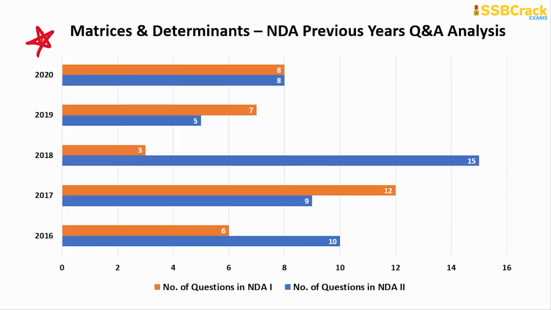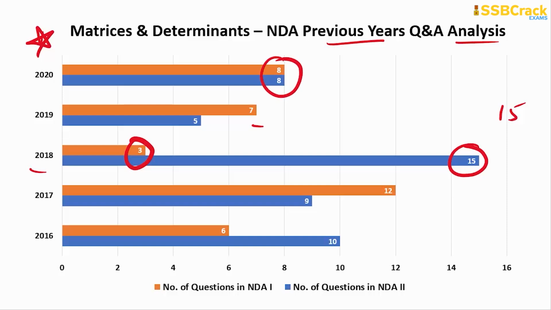Alright, and then comes the preparation plan for matrices and determinants. But before that, in the NDA previous years' Q&A analysis, you can see that there were 15 questions at most based upon this topic, matrices and determinants, and that was also once in the NDA 2 paper of 2018. But the least was 3 questions, that was also once. But most of the time you can see that the questions were 8 in number, then 7, then 12, then 9, 10, 6. So questions in this range you can easily expect, and this is also a good number. In fact, this topic is scoring, and it's an easy topic to prepare in the NDA mathematics section.